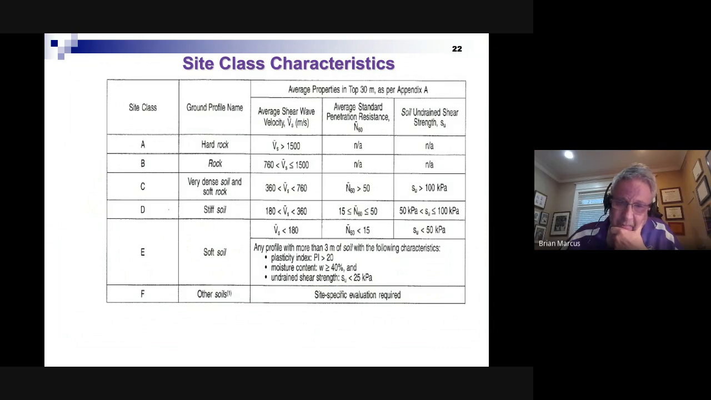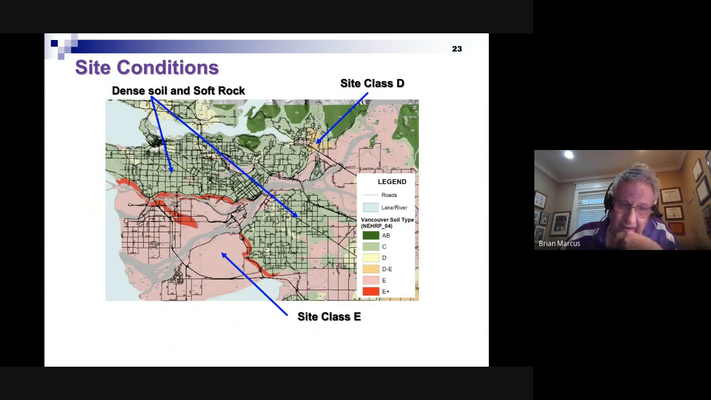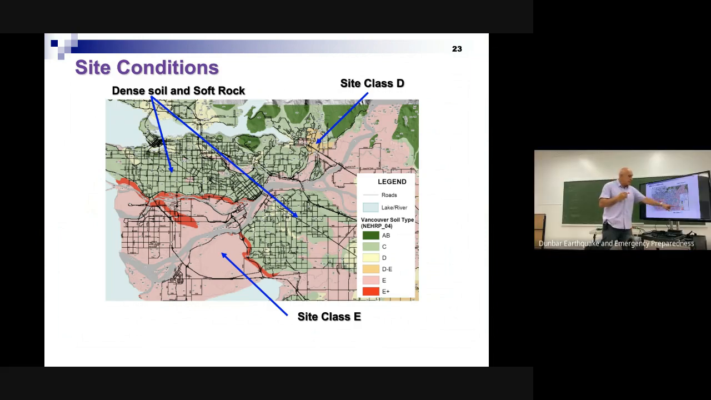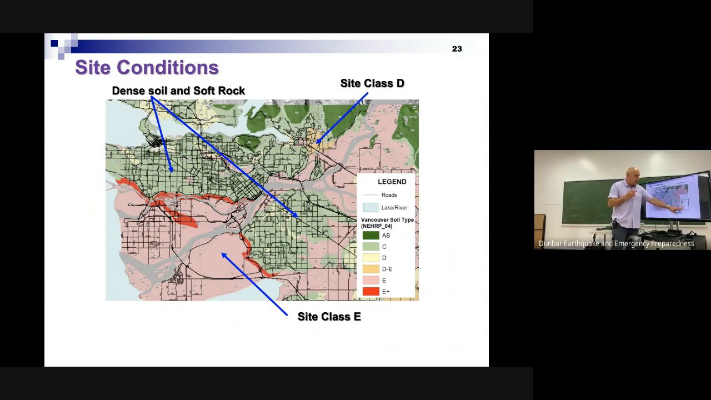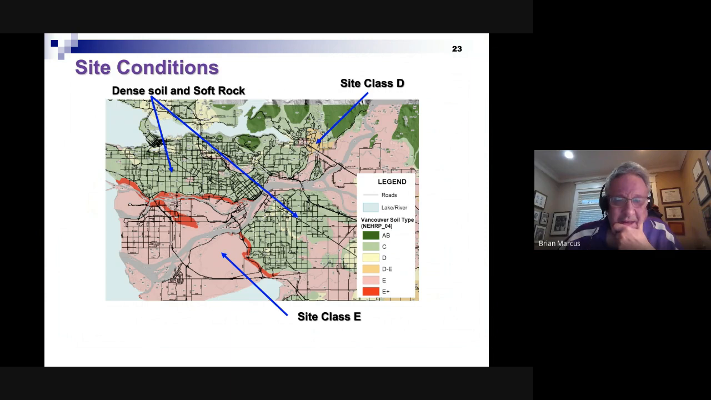But I just saw it looked like it was maybe the following slide or the previous slide. It looked like in some areas in Richmond and in Southlands, there was a darker color, but it looked like it says E plus. Yeah, like this one here, right? Yeah.